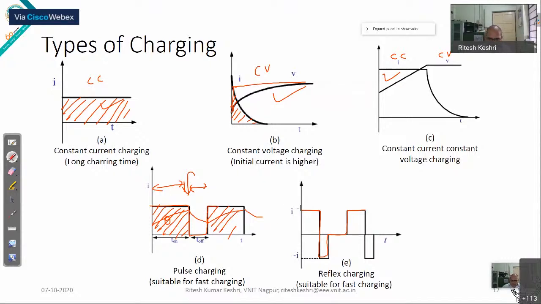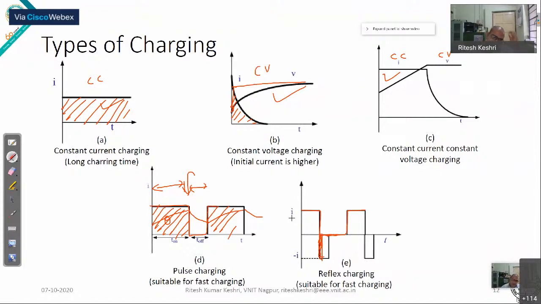Again, this is reflex charging, in which what happens is we charge for some time and then we discharge. Not this much time, but for a very short duration of time. Understand? For a very short duration of time, you discharge also. Why are we doing so? Because you want to maintain the equilibrium in the chemical reaction taking place inside. And this also helps in uniform distribution of the heat.